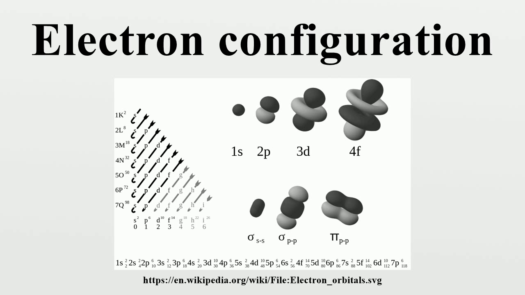Orbitals are filled in the order of increasing n plus l. Where two orbitals have the same value of n plus l, they are filled in order of increasing n. This gives the following order for filling the orbitals: 1s, 2s, 2p, 3s, 3p, 4s, 3d, 4p, 5s, 4d, 5p, 6s, 4f, 5d, 6p, 7s, 5f, 6d, 7p. In this list, the orbitals in parentheses are not occupied in the ground state of the heaviest atom now known.